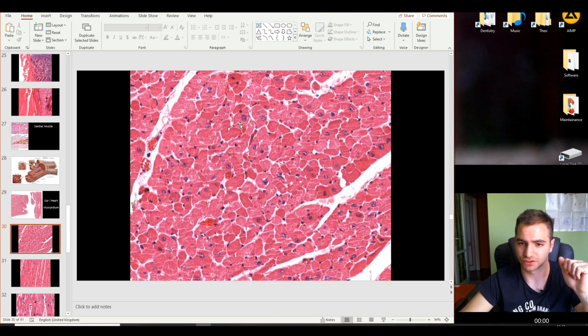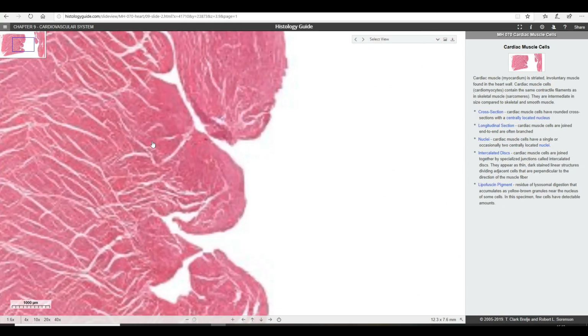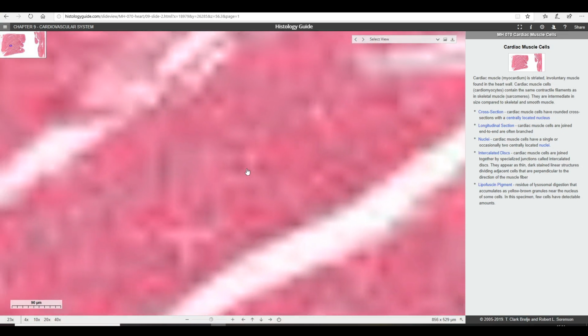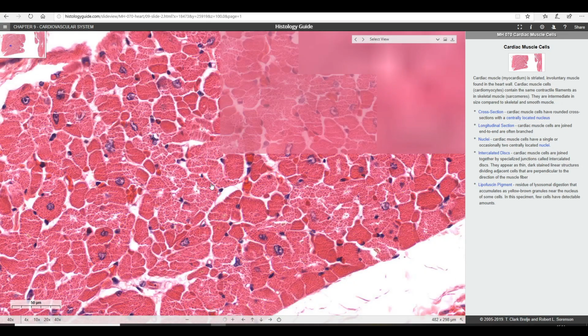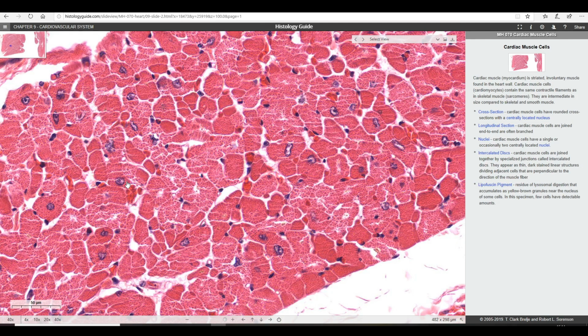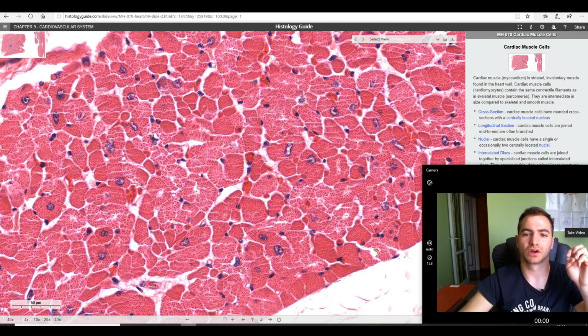The cross section. First, we notice a difference: the centrally located nucleus, not peripherally, as in the skeletal muscle. And the second we have is the longitudinal section. Again, the nucleus is centrally placed. So let's zoom in. Here we can find the cross section first. And how do we know it's a cross section? Because we can see the centrally placed nucleus and the thick, circular shape of the whole cardiac muscle.